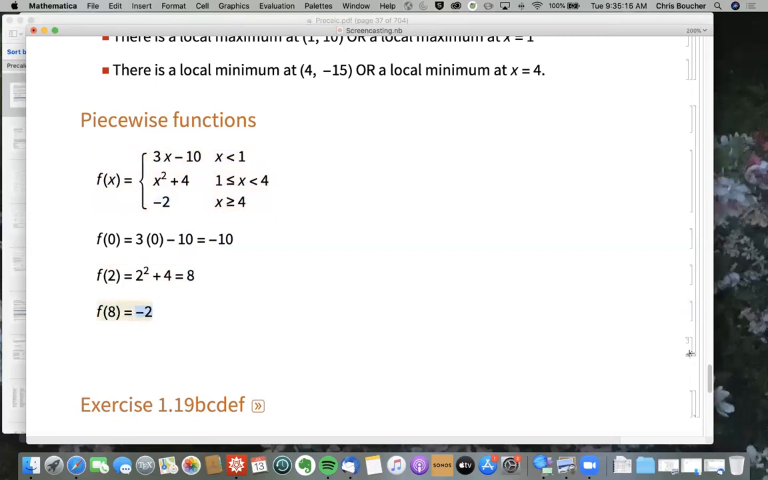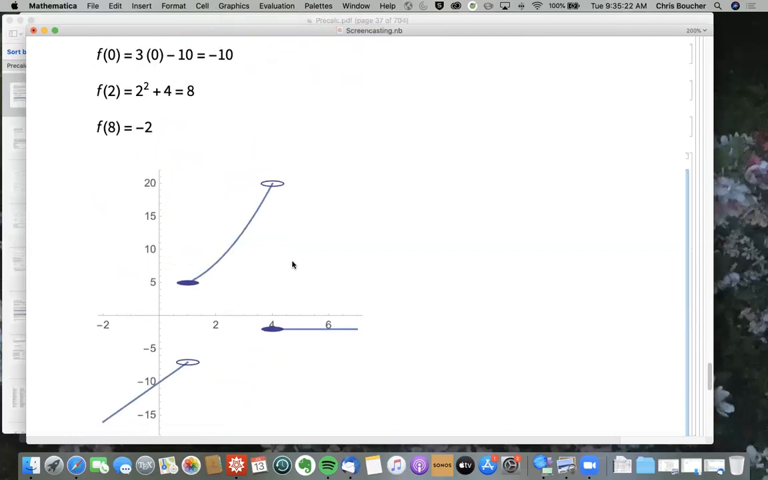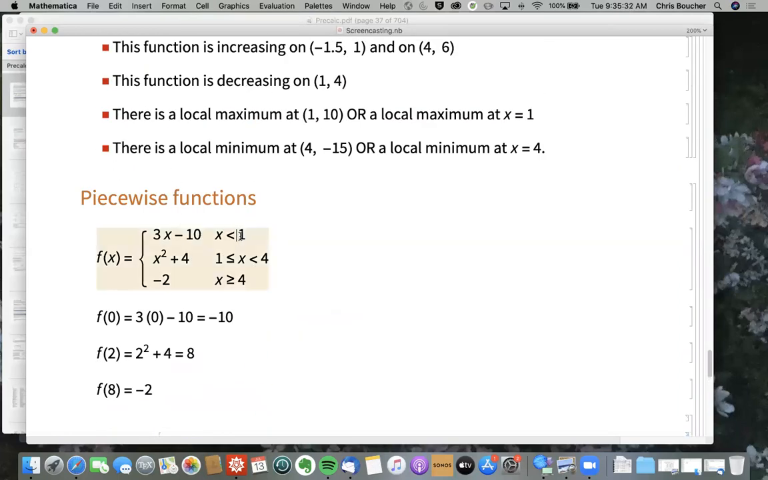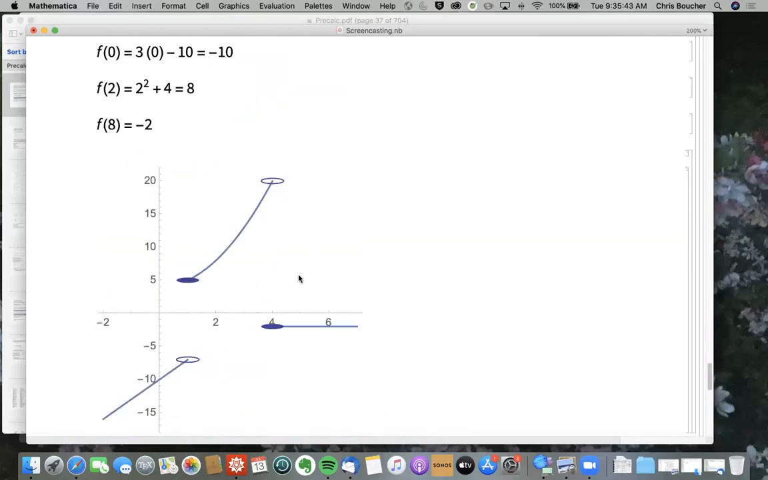When you graph a piecewise function, you typically get something in pieces like this. So this is the graph of this piecewise function. You can see that these breaks here, this first break is at x equals 1, the second break is at x equals 4, because those are the boundaries between the different rules. Don't worry too much about generating graphs like this. Just be aware that graphs of piecewise functions occur in pieces.